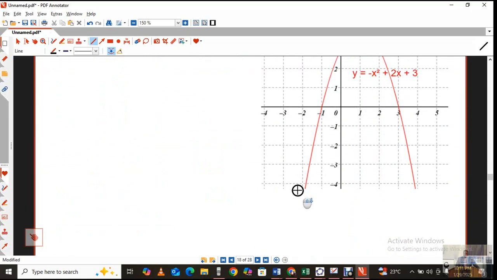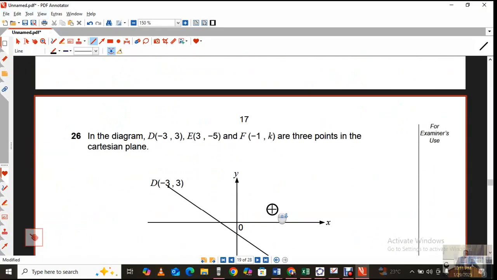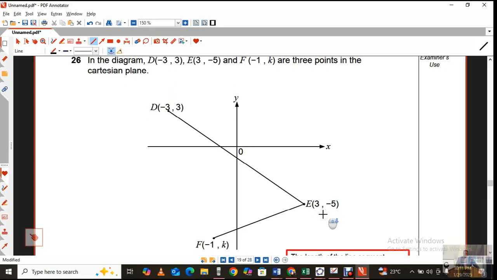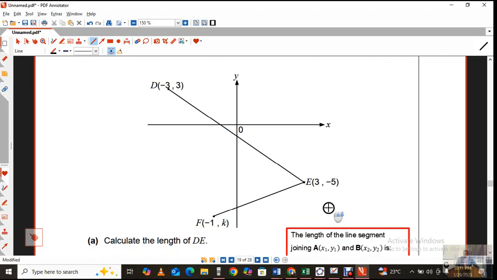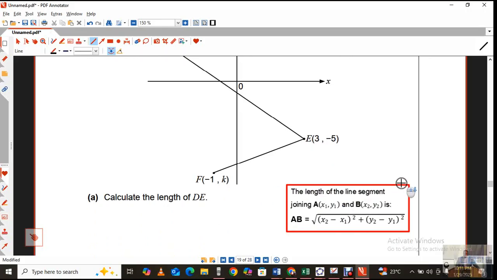Okay. Let's go to the next question, question 26. They say in the diagram, D is represented by the point negative 3, 3. E is 3, negative 5. And F is negative 1, K. These 3 points are on a Cartesian plane, an xy plane, and you are supposed to find the length of DE. I put the formula down here for you.